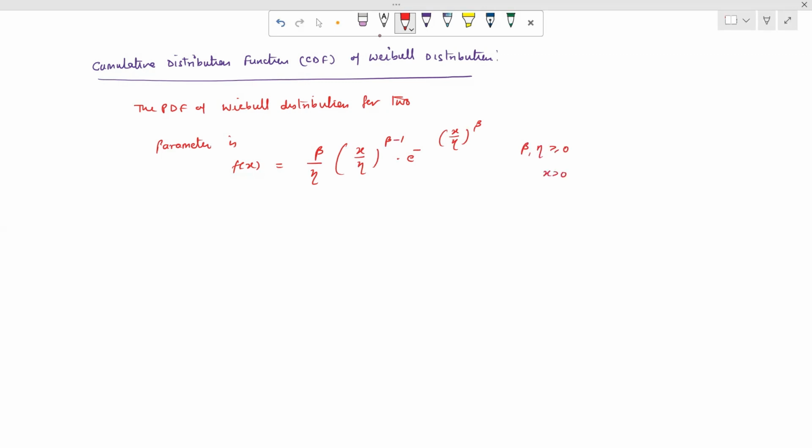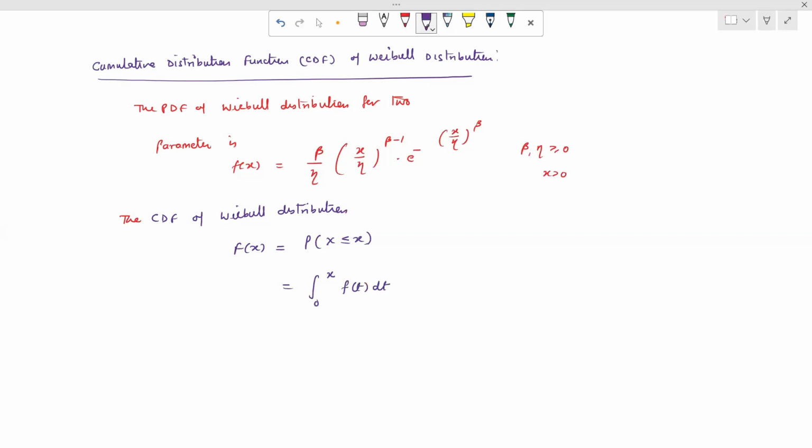So now we are going to solve the CDF of Weibull distribution. The CDF we denote as capital F(x), which is equal to the probability of random variable X being less than or equal to x. This we can obtain as integration from 0 to x of f(t) dt.